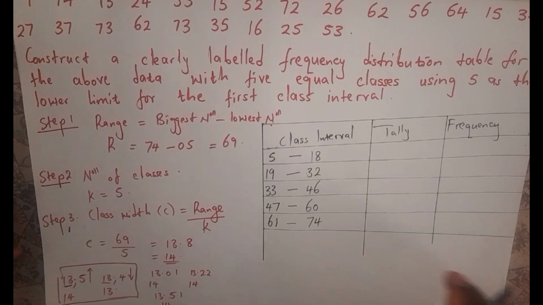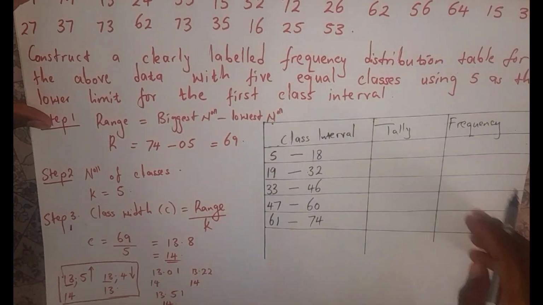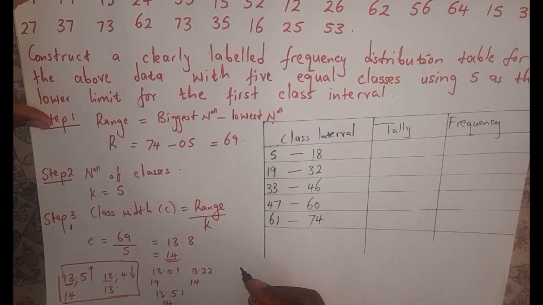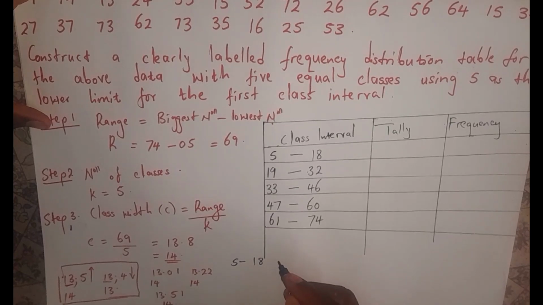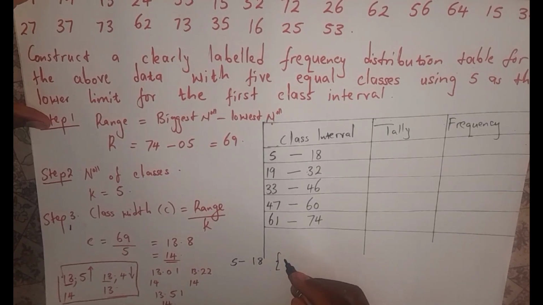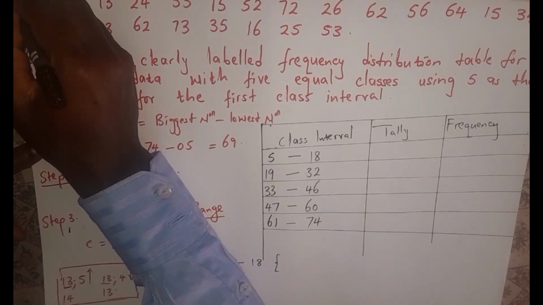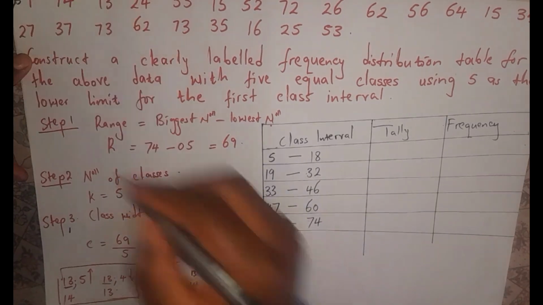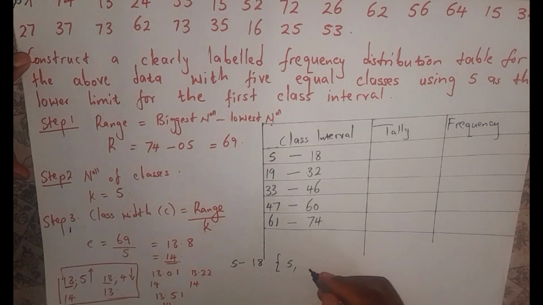So here, after determining the class intervals, I prefer to start with writing the frequencies before writing the tally. When determining the frequencies, I need to count the numbers in the interval 5 to 18. We have been told that we have to take 5 as the lower class limit, so we have 5, and after 5, we are also having 9.